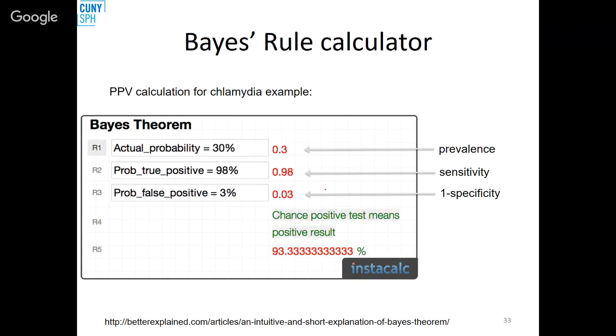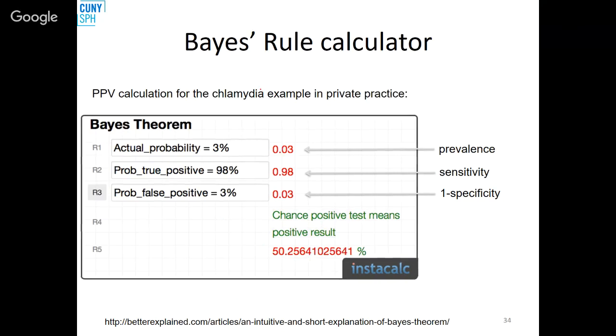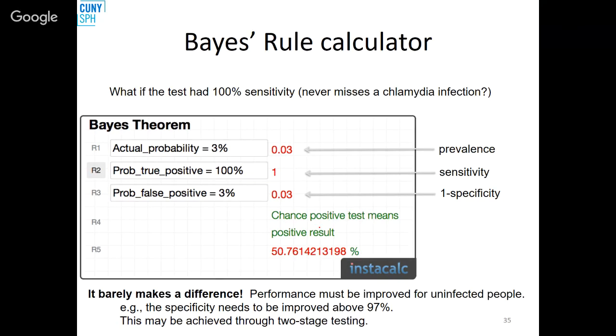So in this example here, I took this same test, 98% true positive rate, 3% false positive rate, and applied it to that STI clinic with the prevalence of 30%, and got that PPV result that I calculated before of 93% and of 50% when applied to the lower prevalence population. And the nice thing about the calculator is you can start playing around a little bit and ask some questions like, what if this test had 100% sensitivity, like it never missed an infection, never missed a true positive?